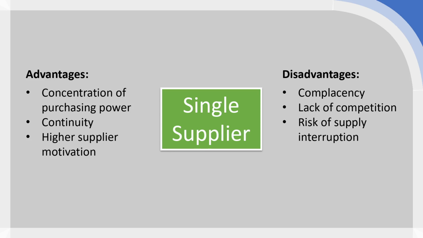It's difficult to concentrate purchasing power with multiple suppliers. You will inevitably have lower supplier motivation, and there will be continuity issues from using multiple suppliers. But there are some significant disadvantages to a single supplier as well. The most obvious of which is complacency. Using a single supplier with a large value contract or a contract which stretches across a lengthy time period does mean that the issues that we highlighted in our supplier relationship section last week do come into play.